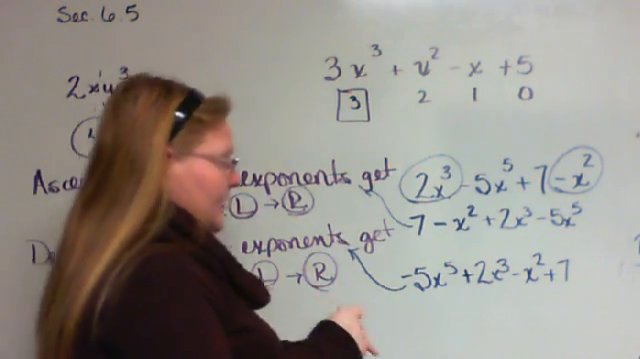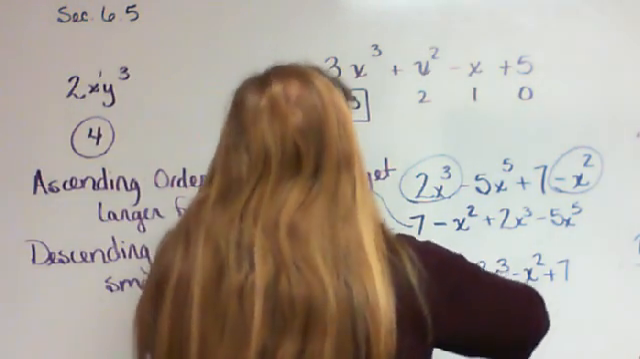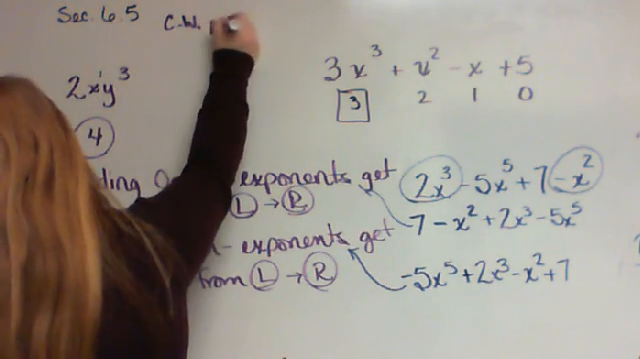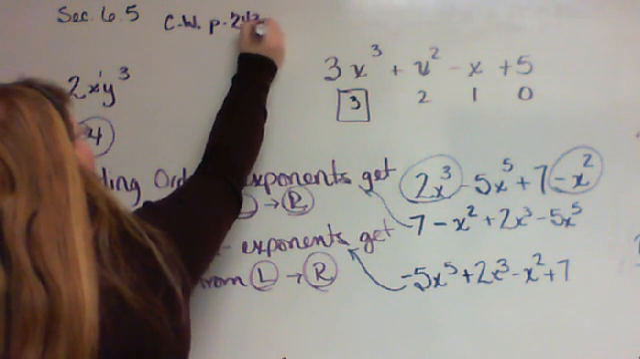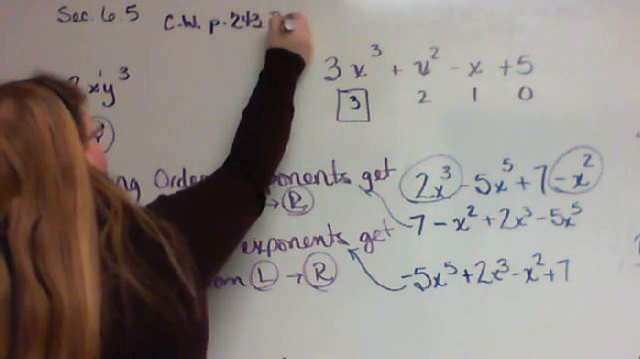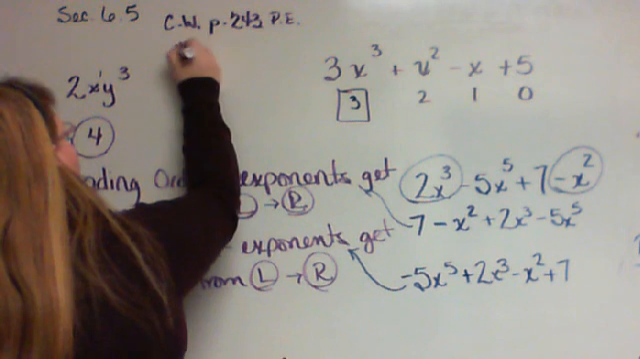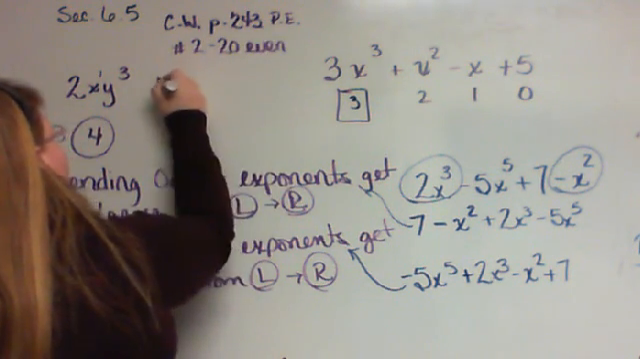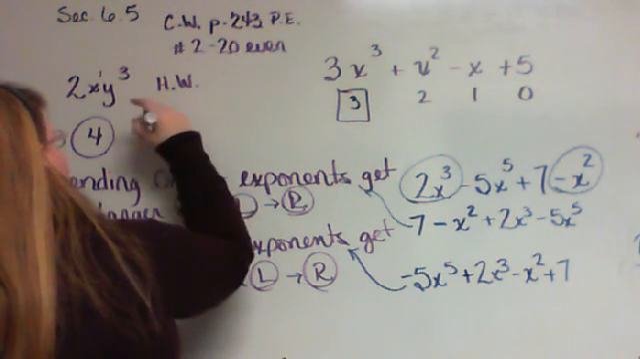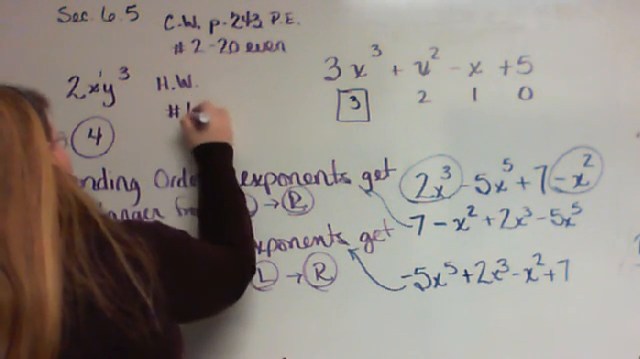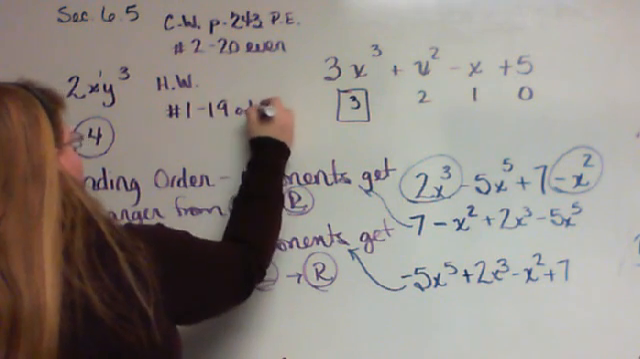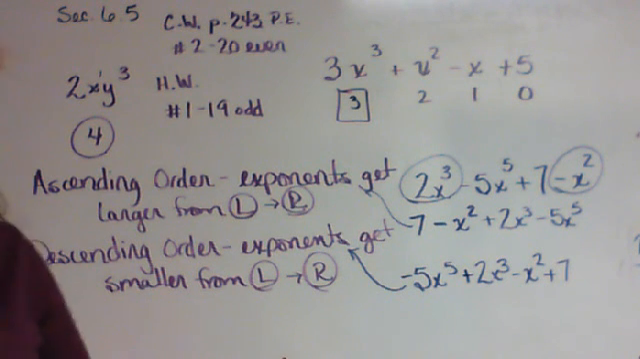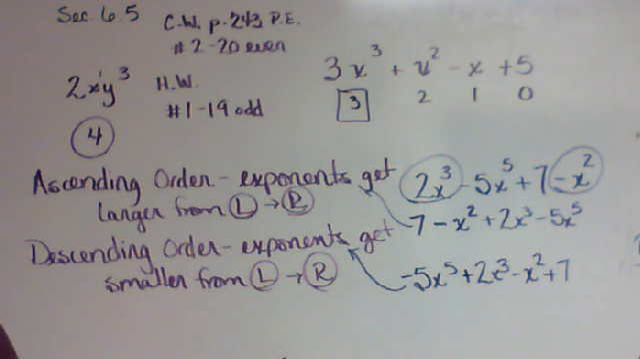So, classwork for this section. On page 243, practice exercises, numbers 2 through 20, even. Homework, same page, same practice exercises, numbers 1 through 19, odd. I know you're shocked. Okay, you'll see me tomorrow.